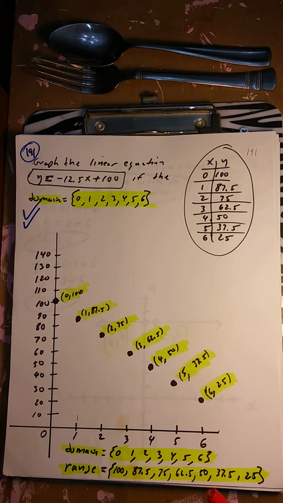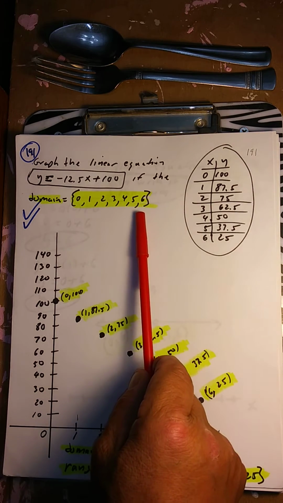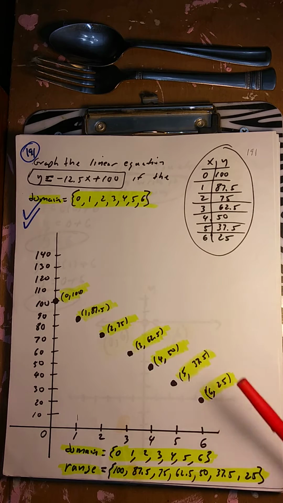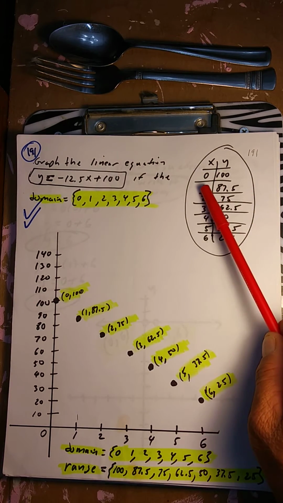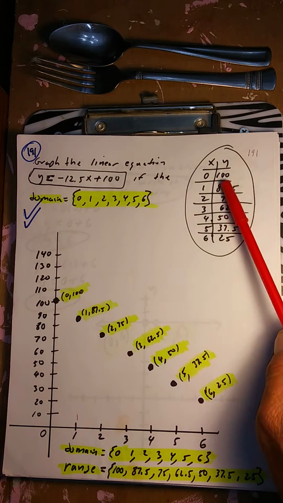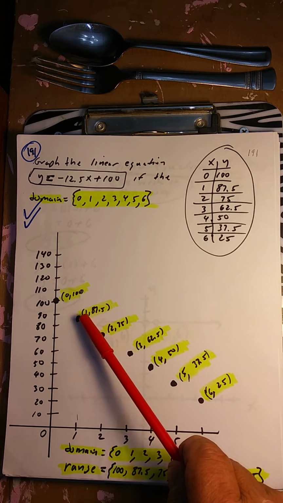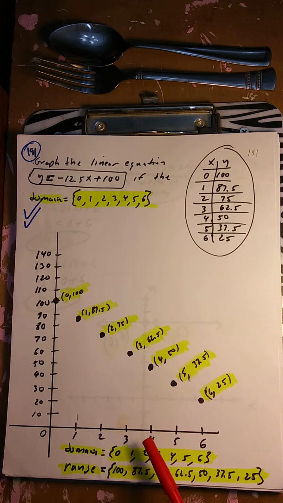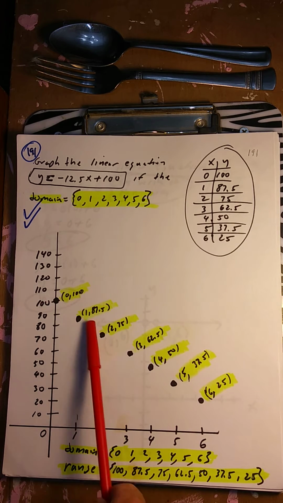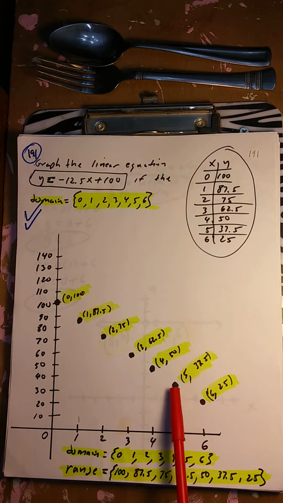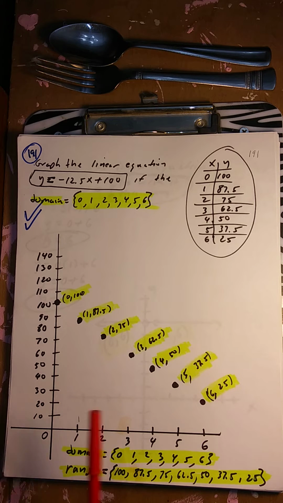Graph the linear function. Again, the domain is given: 0, 1, 2, 3, 4, 5, 6. Only those numbers. Put them in the graphing calculator and you can get these numbers. They are in ordered pairs, so (0, 100) right there, (1, 87.5), and then 2, 3, 4, 5, and 6 in those numbers. These are just points, because again, the domain is just those numbers: 0, 1, 2, 3, 4, 5, 6. And the range is going to be 100, 87.5, 75, 62.5, 50, 37.5, 25.